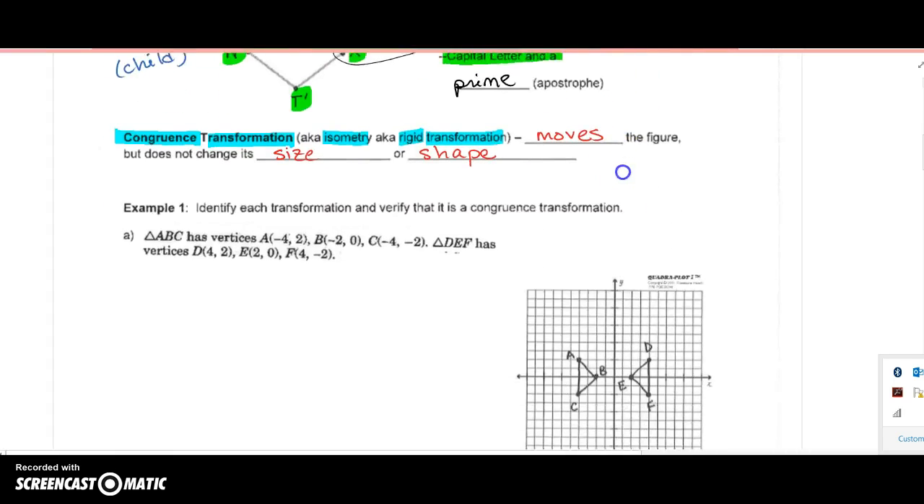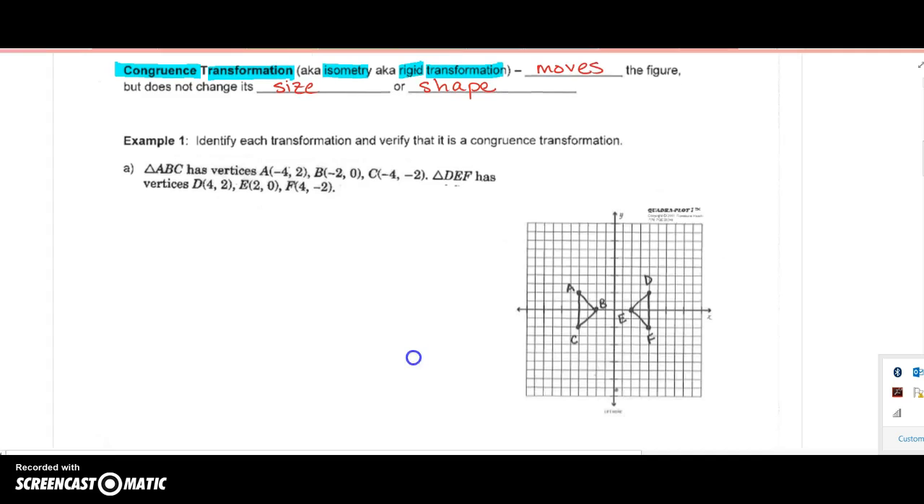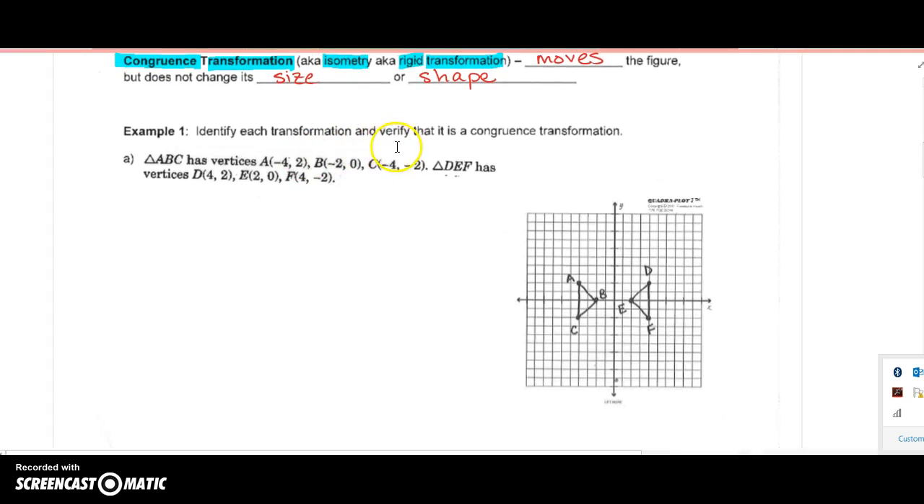But it makes sense that these are called congruence transformations because both the original figure, the pre-image, and the new figure, the image, are congruent. They're the exact same size, exact same shape. So here we have: identify each transformation in example 1 and verify that it is a congruence transformation. So two things we have to do, identify and verify.